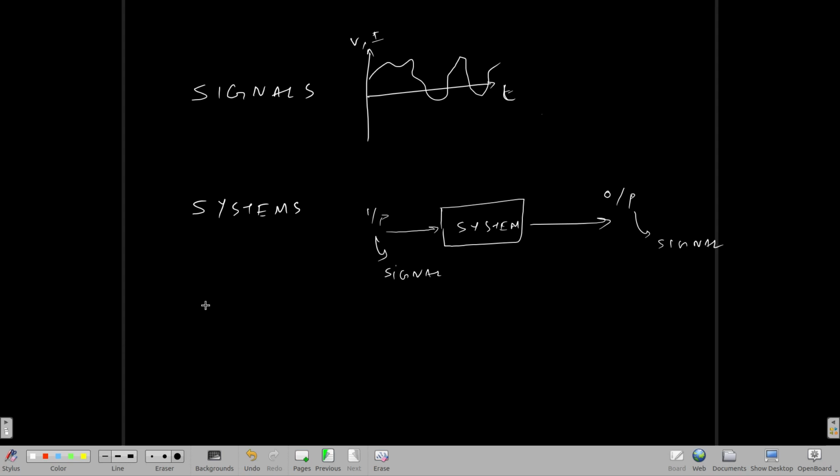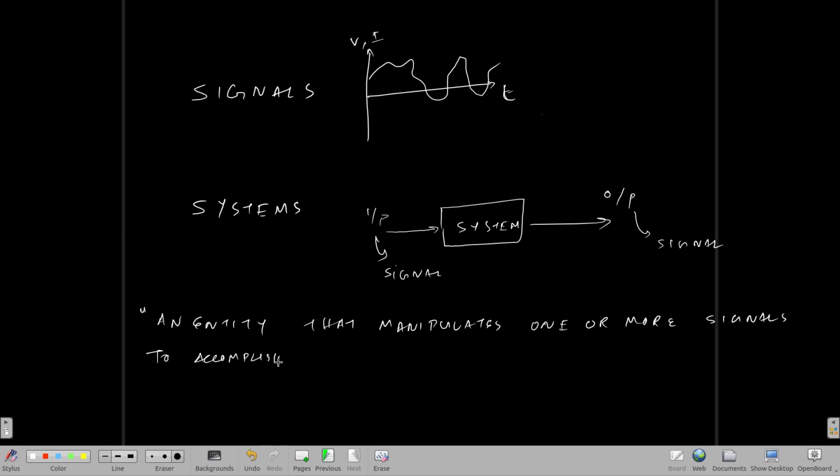Okay, so we can give a definition of a system as an entity that manipulates one or more signals to accomplish a function, thereby yielding a new signal. Right. This can be a basic definition of a system.